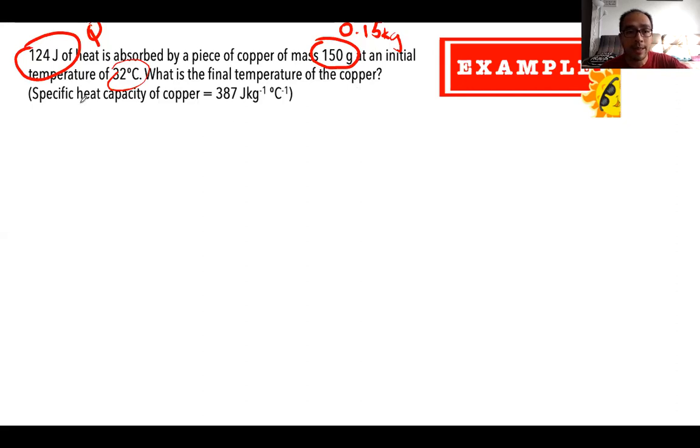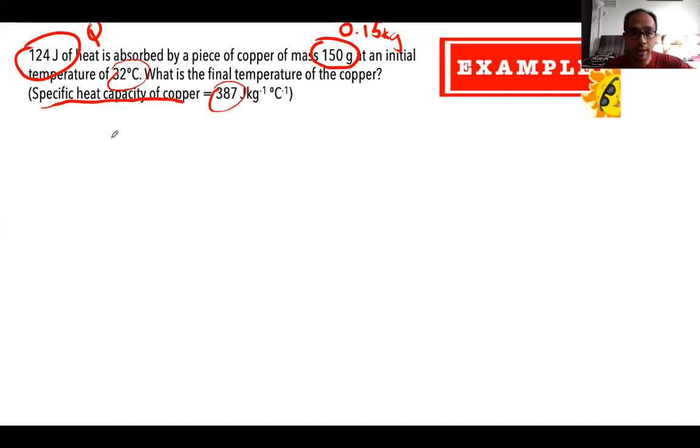The specific heat capacity of copper is 387. Guys, this is always given. As I said before, you are not required to memorize all the specific heat capacities. For me, there's only one specific heat capacity that you should memorize, which is water. I'm going to leave this question with you. You can type your answers out in the chat section. What is the specific heat capacity of water? You can type it out as I explain the next part.